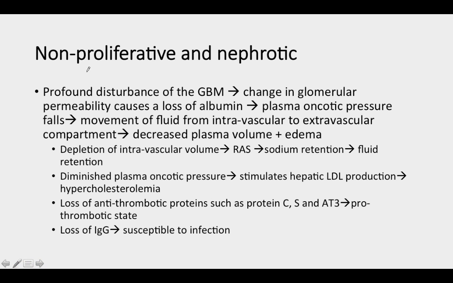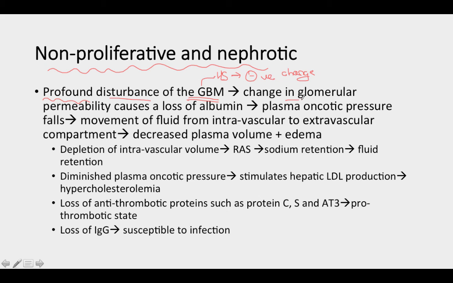So this subset of glomerulonephritis is not inflammatory in nature, and it relates to a profound disturbance of your glomerular basement membrane. Remember, that's the level of the layer of epithelium that your endothelium sits on. And that's the thing that's made of heparan sulfate and normally has a negative charge that repels the proteins. Now, for some reason, and we'll talk about these more in the tutorial, in these diseases you get a disturbance of your glomerular basement membrane.